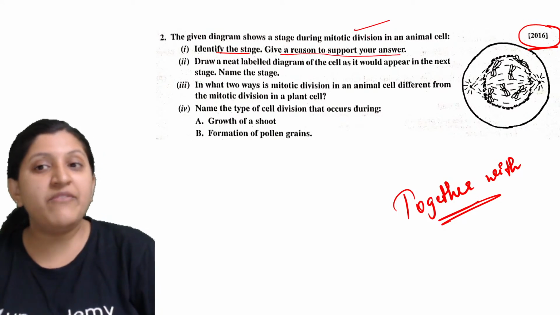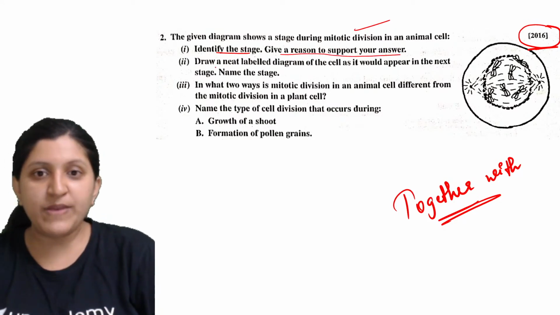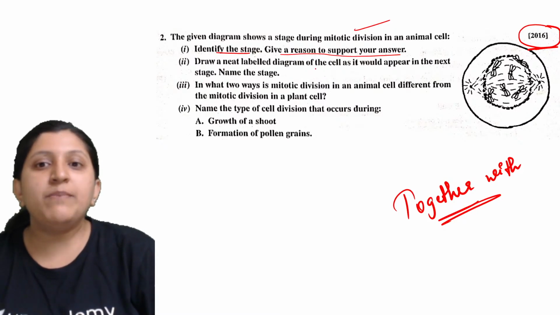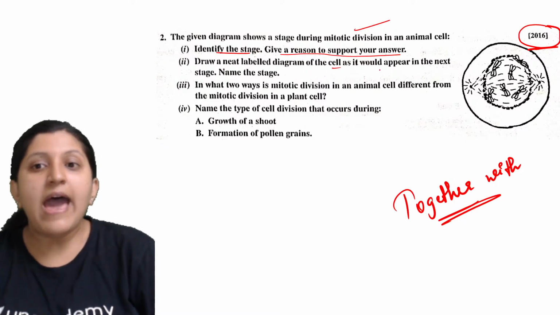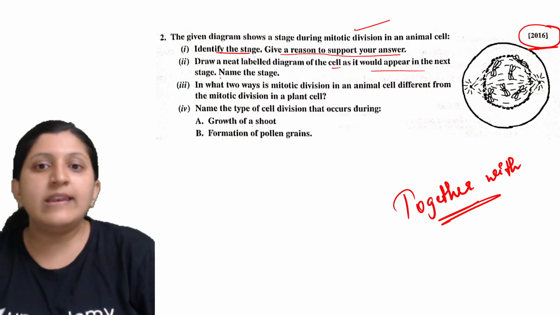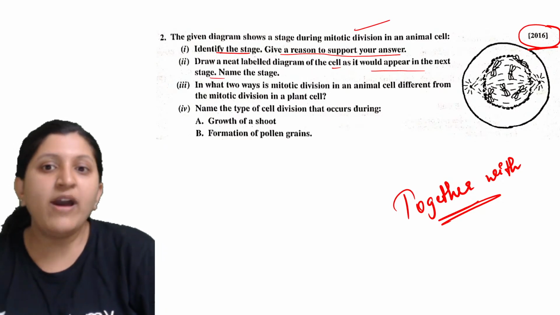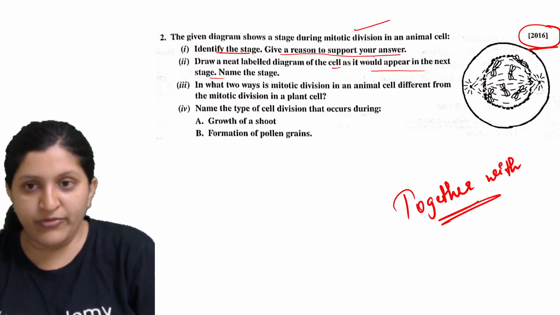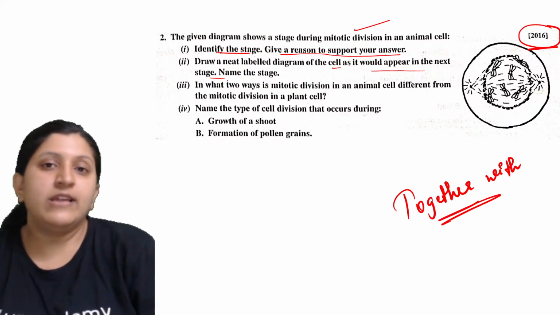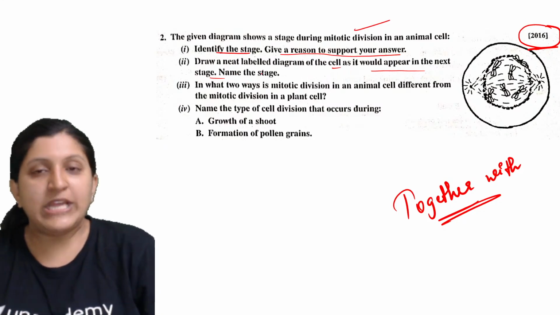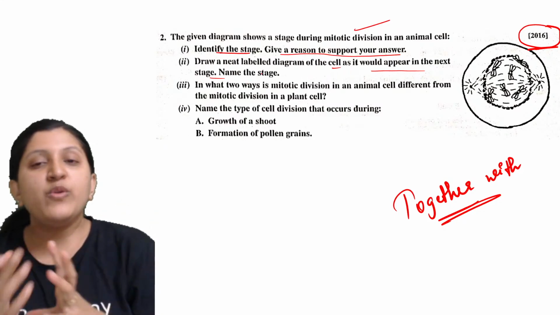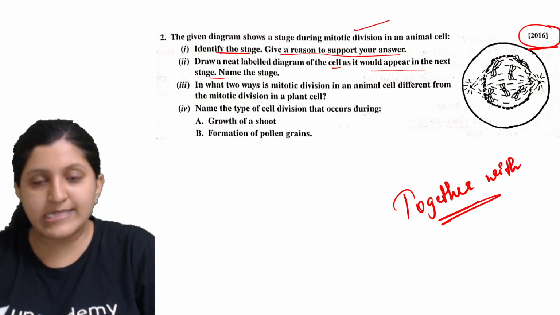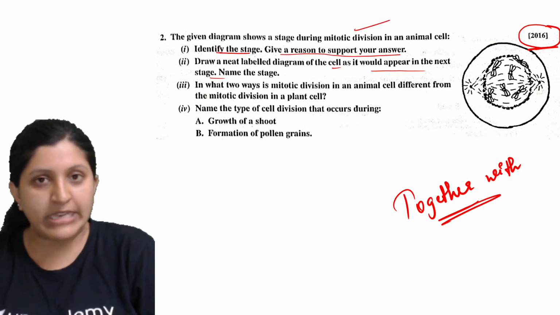So each and every division that you need to know. Now draw a neat labeled diagram of the cell as it would appear in the next stage, and name the stage. So you need to name that stage and you need to draw that stage. Let's have a look at the other questions and then we'll discuss the answers.